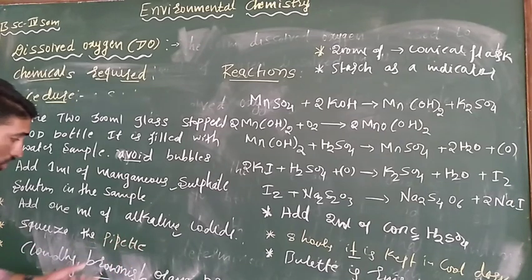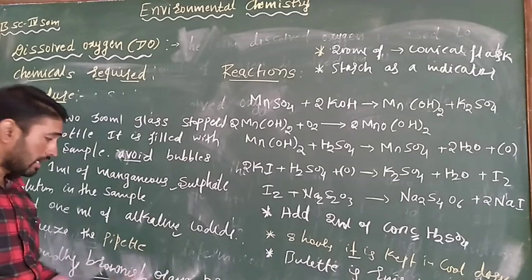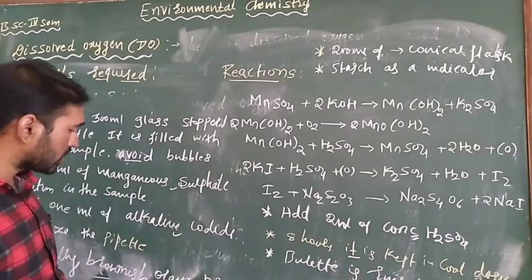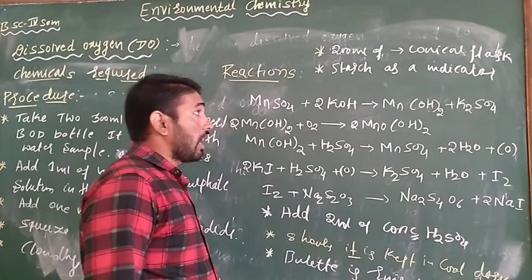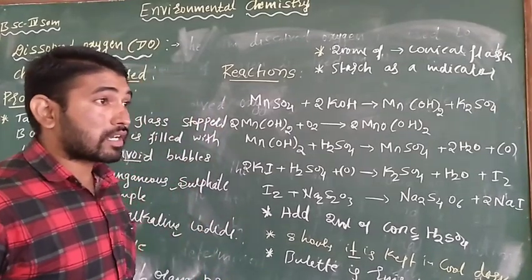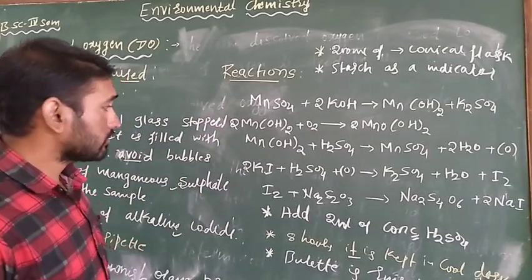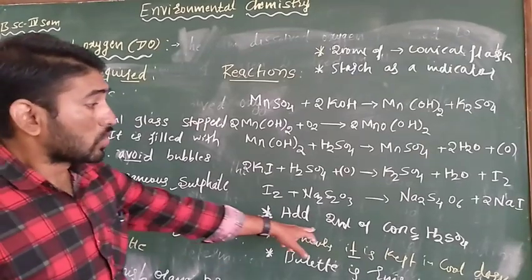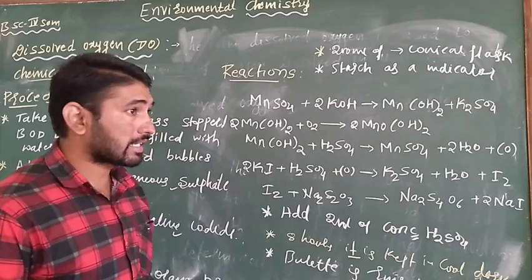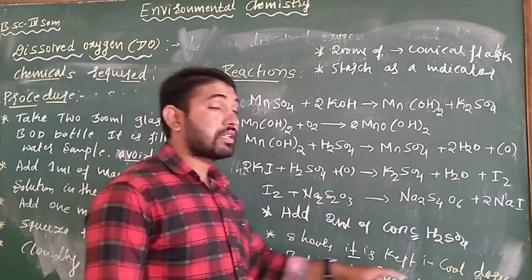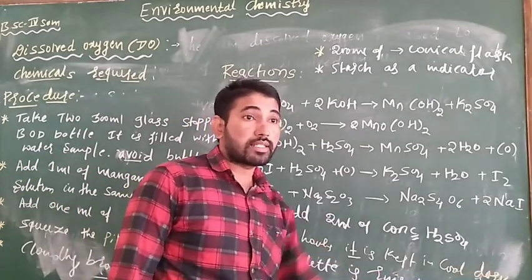If oxygen is present in the sample, a cloudy brownish orange precipitate appears. Let it settle for some time, then add 2 ml of concentrated sulfuric acid to the solution, and keep it for 8 hours in a dark, cool place.